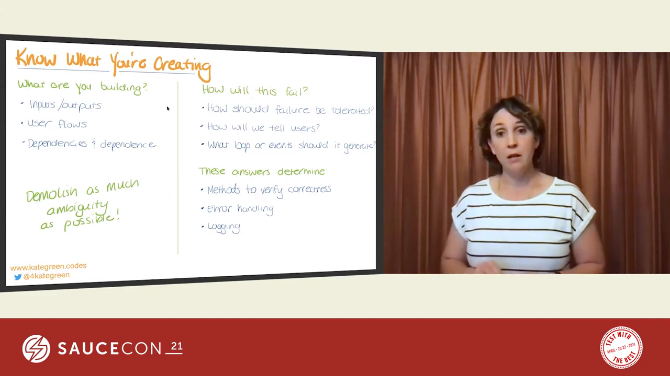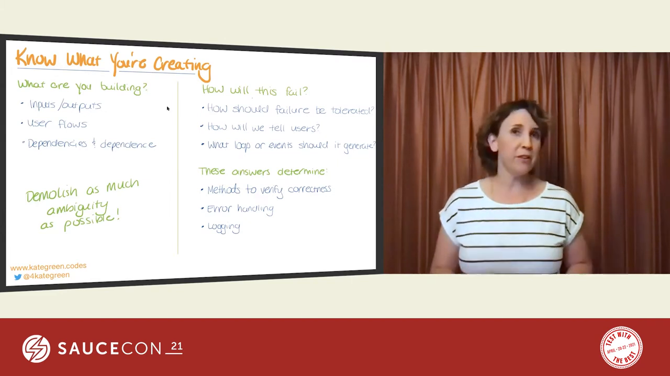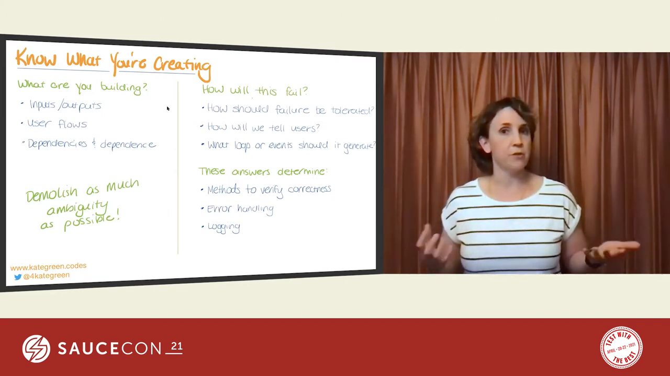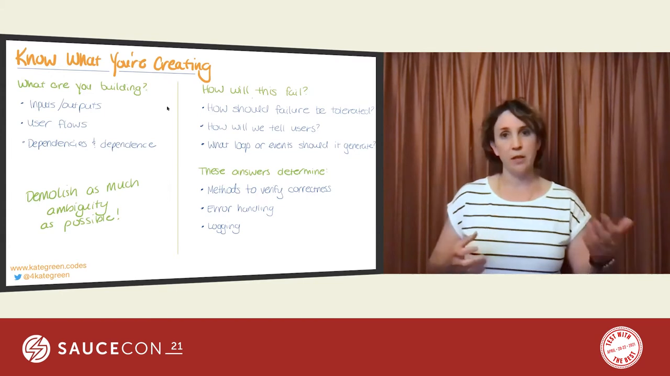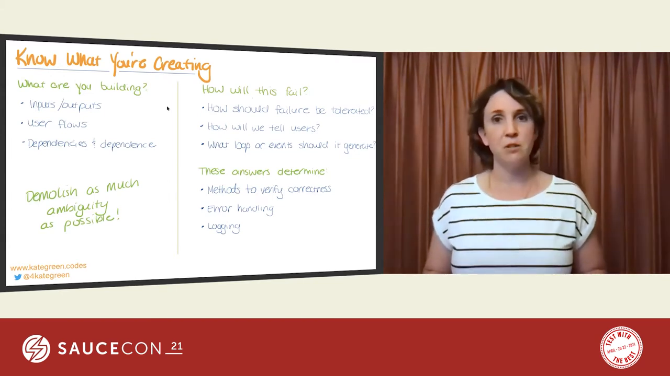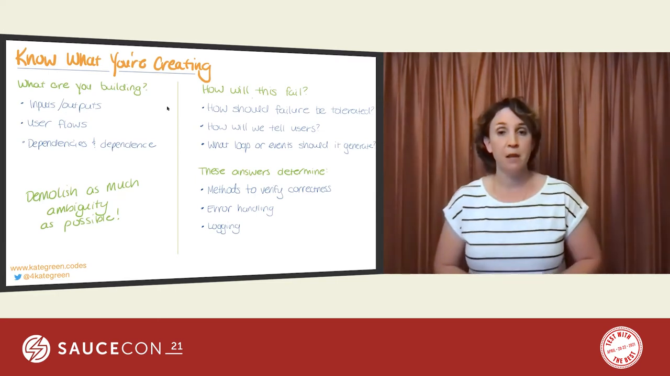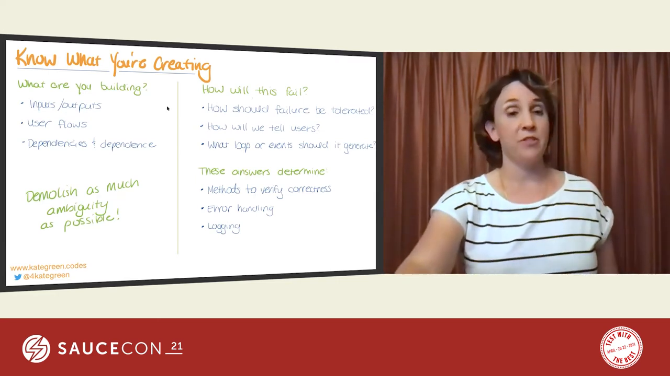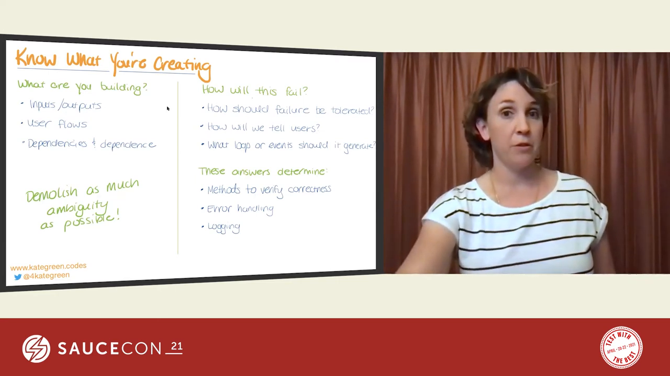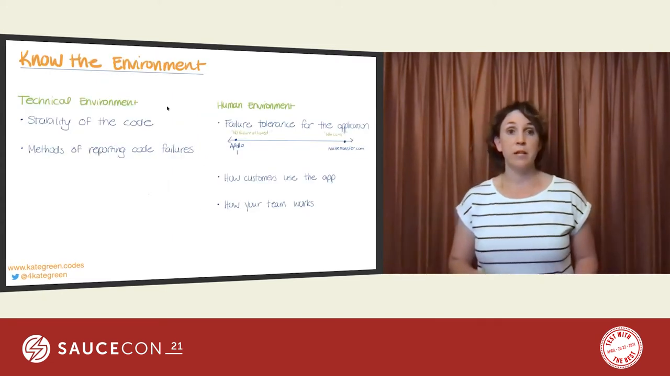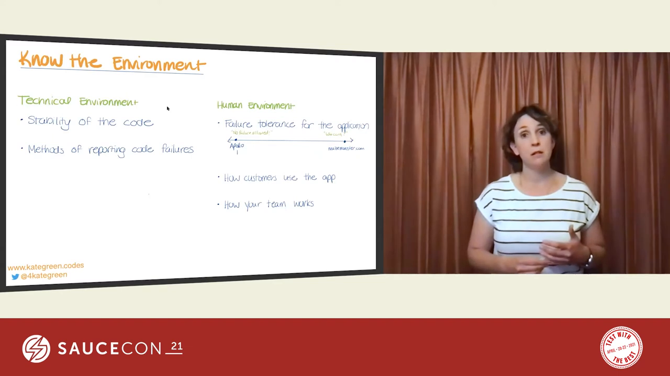what's going on when it fails, but you can also use logging and things like Mixpanel for user research further down the line, although that's only a tangential thing that you can do. So that's the first thing. We need to know what we're building and how it's going to fall down. From there, we need to think about the environment.